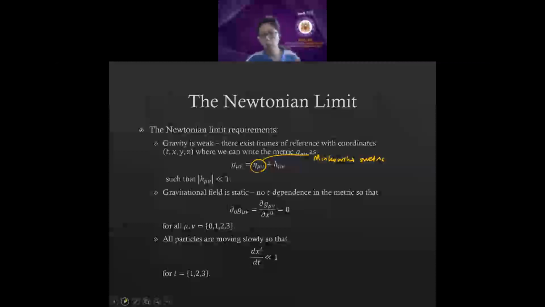Okay, so now I'm going to describe to you how, using these three conditions, we can reproduce the standard Newtonian physics limit, the Newtonian gravity framework.